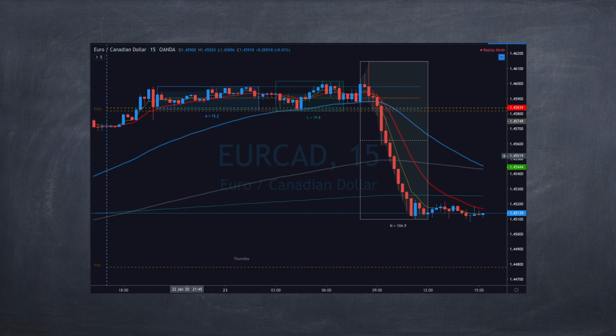Let's talk about this one here. So what does this one have? We have a 15 pip Asian range here. You can see, look, 19 pip London range. Remember when I tell you guys, when it's moving sideways straight through London, what are you expecting? You're expecting the move to happen during the US session. What happens during the beginning of the US session? Here you go. False move, kick to the high.